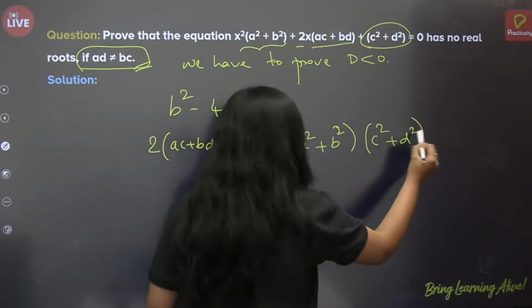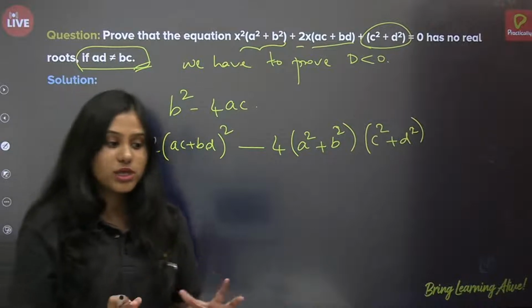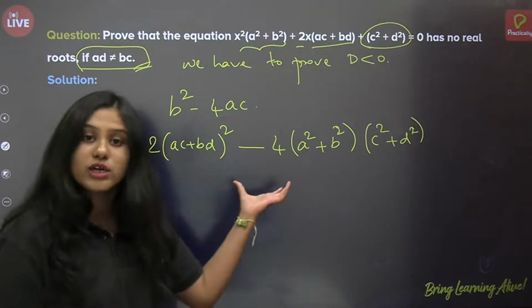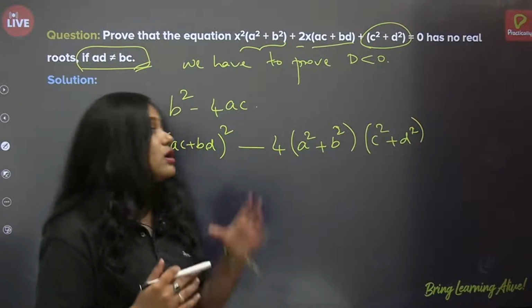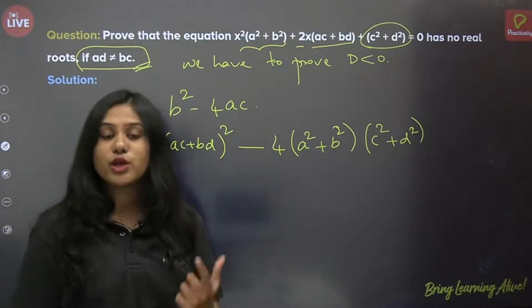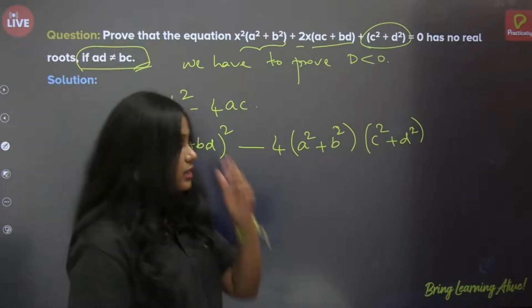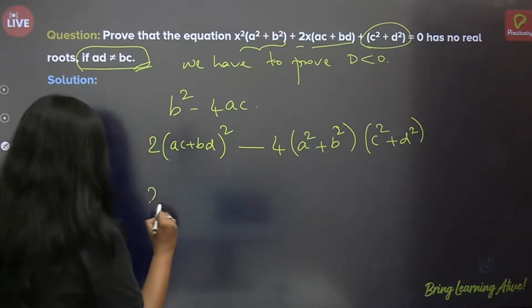Again, here you shouldn't put less than, greater than, equal to 0. First, you have to check what is b square minus 4ac. If you get less than 0, then we can prove that the given equation has no real roots. Correct? So, come on, let's do it.